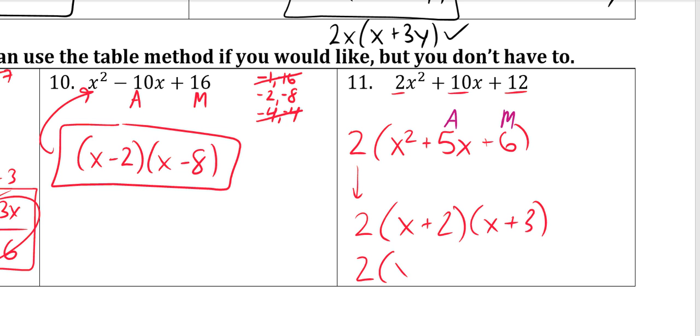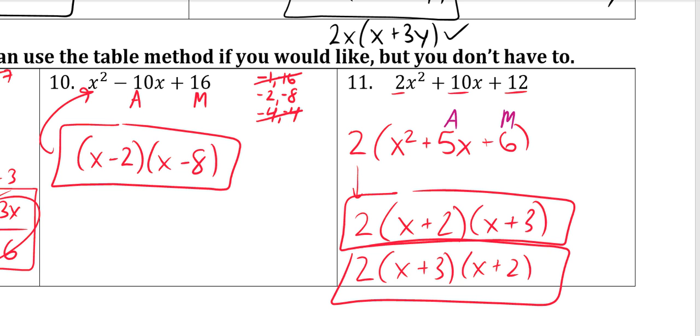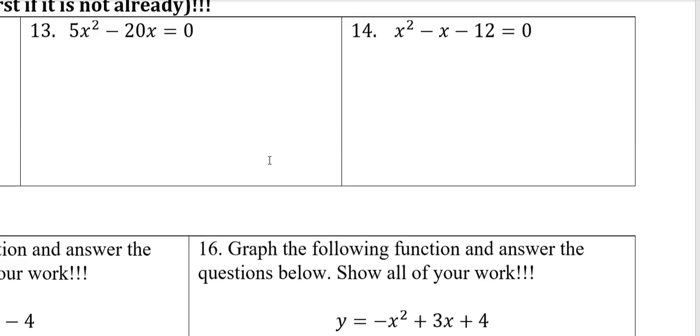It doesn't matter the order in which you write these. You could write x plus 3 and x plus 2. Either one of those is fine. These are both the same answer. So just realize that. There we go. That's the first page.